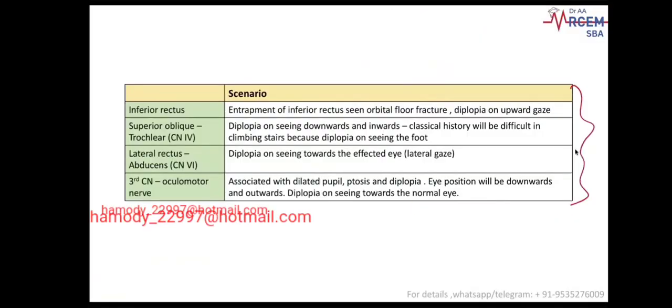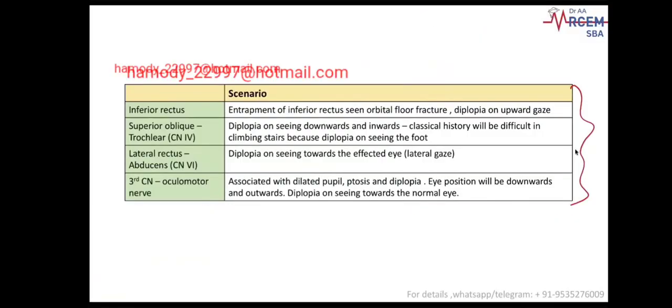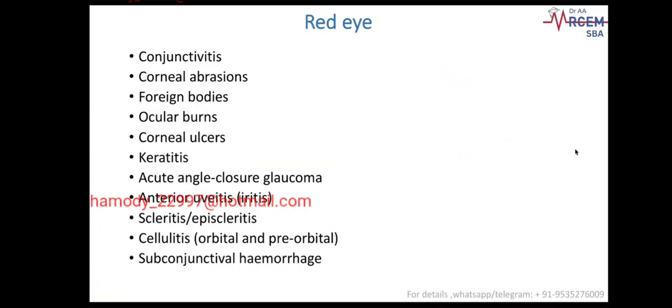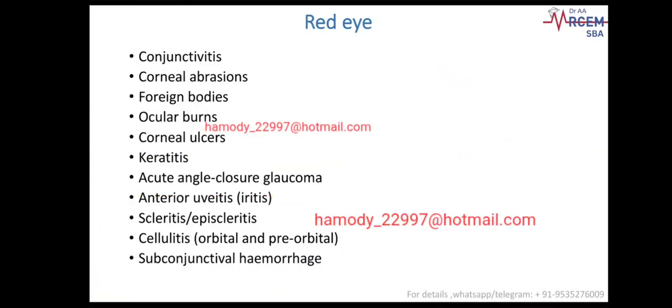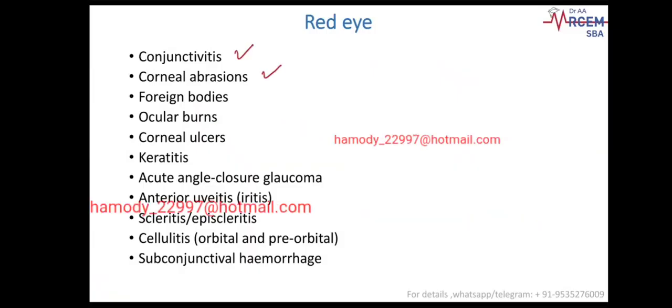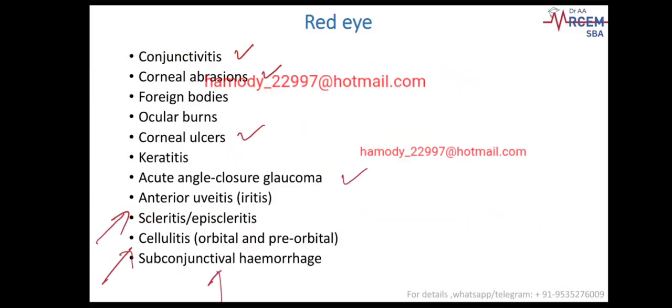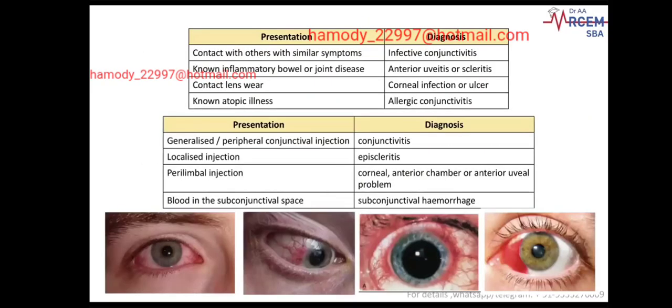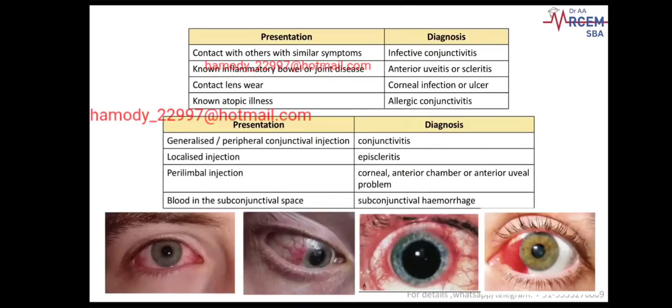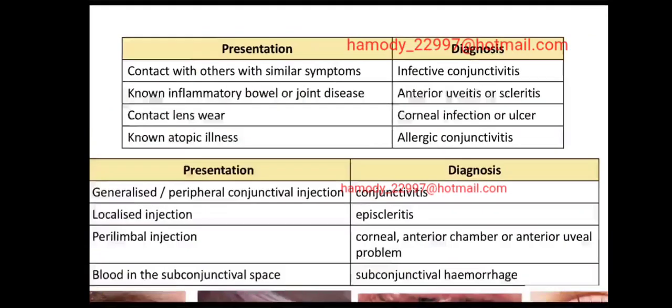Everything is summarized in these tables here so that it is easier for you guys to remember. Red eye. There are various causes for the red eye. For example, it can be conjunctivitis, corneal abrasions, corneal ulcers, acute angle closure glaucoma, anterior uveitis, cellulitis, subconjunctival hemorrhage. Each one of these will be seen, and depending on the presentation, you can guess what it might be.